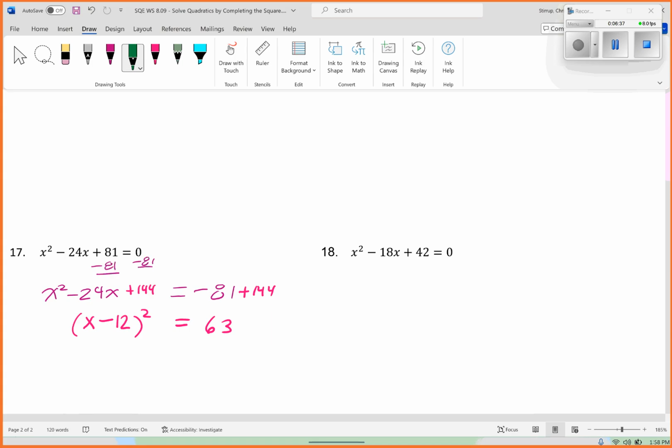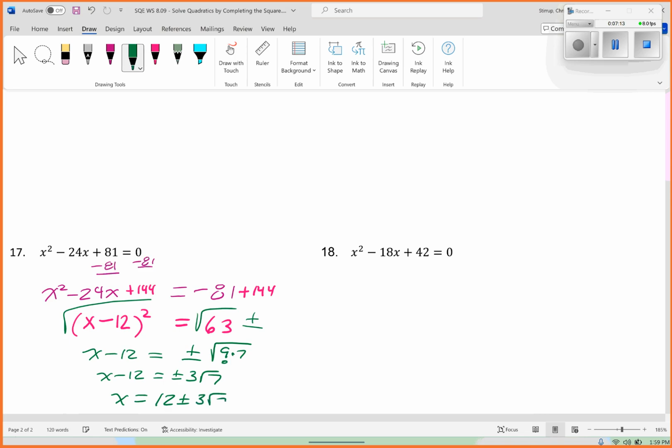What's our ready sign? What are we ready for? Root. Don't forget the plus minus. Perfect. All right. Looking at root 63. What will that break down to? Which one of these numbers? 9 and 7. I like it. Wait, how do we get 63 again? Negative 81 plus 144. Because 12 squared is 144. It's 9 and 7, so that's going to give me a 3 right there. So plus or minus 3 root 7. Add 12 to both sides, and we're done. Good?